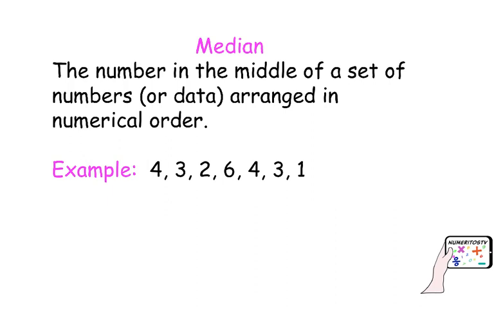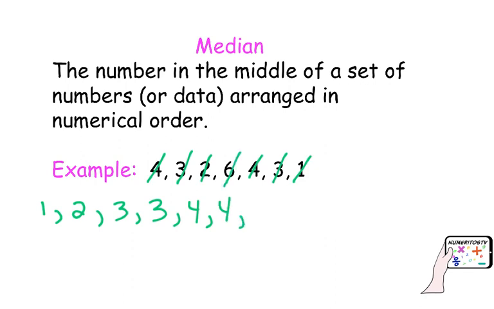So my smallest number is 1, and then I have a 2, 3, I have 2 3s, so 3, 3, and then I have 2 4s, and my largest number will be 6. So I have my data arranged from smallest to largest.